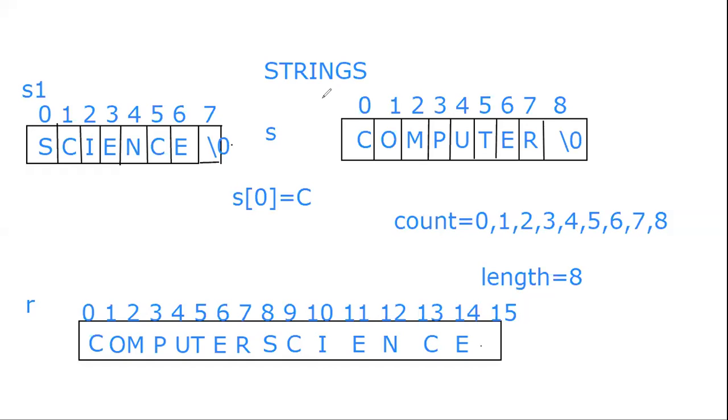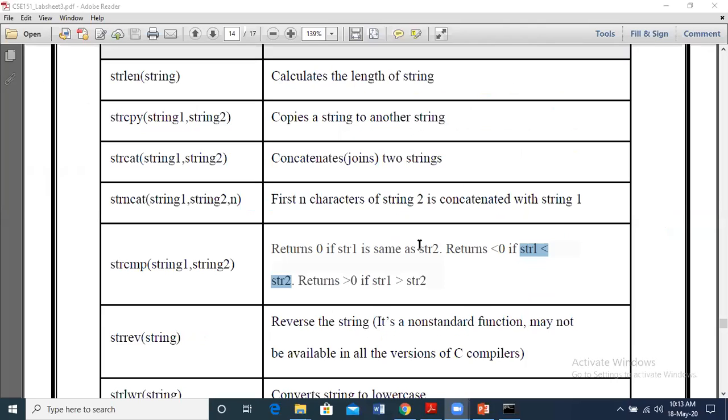So like that, if we compare, it will compare letters, and if string 1 is less than string 2, it will return a negative value. If string 1 is greater than string 2, it returns a positive value. If both are equal, it returns 0.